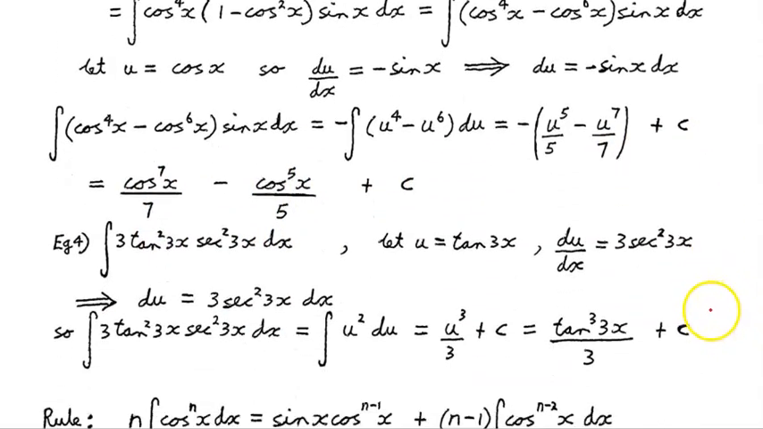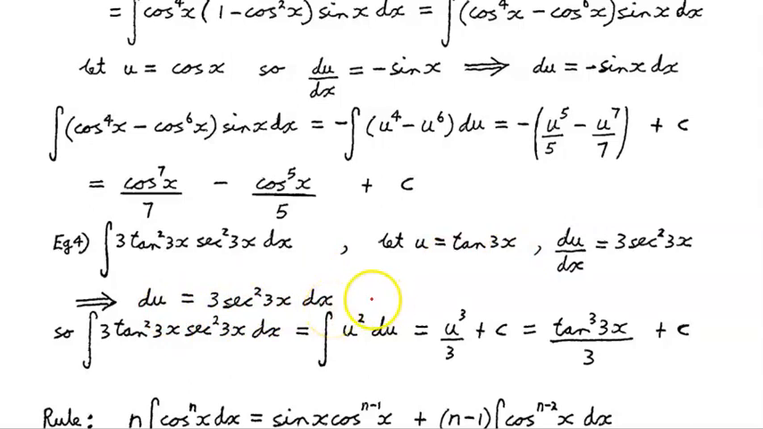Next one, another one involving substitution. Okay, let's say we have the integral of 3 tan squared of 3x times sec squared of 3x dx. And we use one of the very first trigonometric identities up the top. u equals tan 3x. du dx is 3 sec squared 3x. And what we end up with is du is 3 sec squared 3x dx.